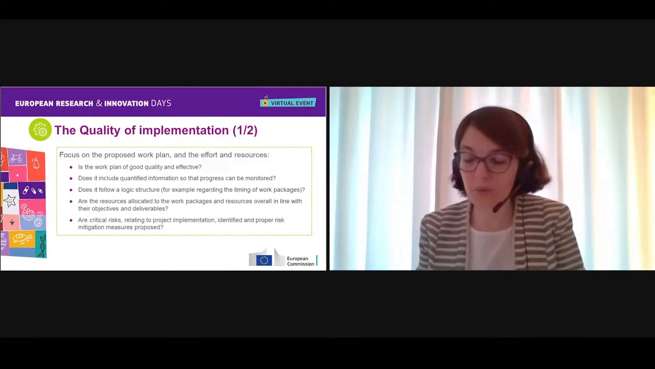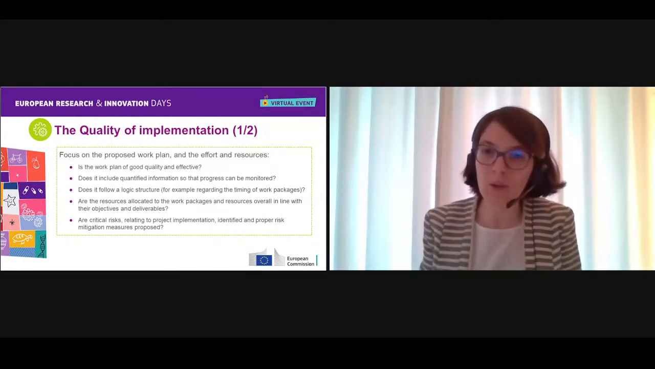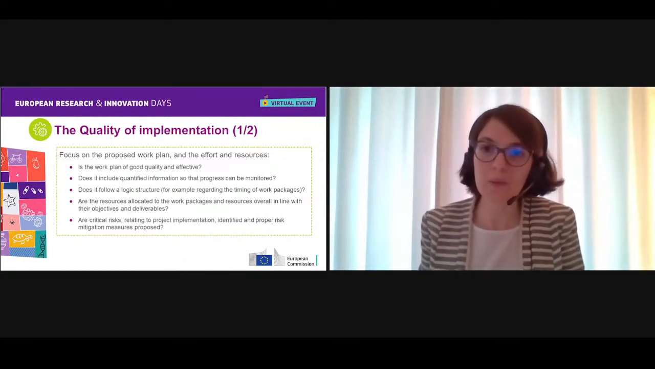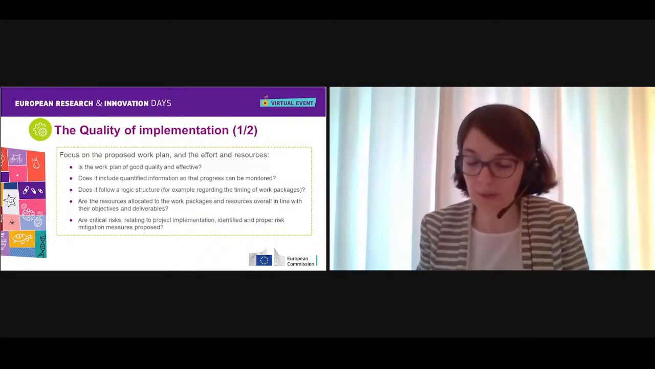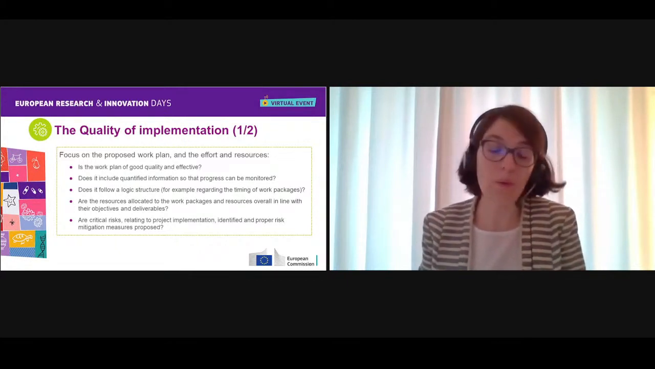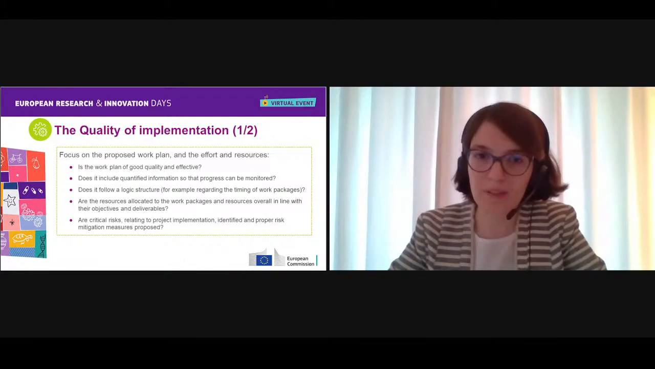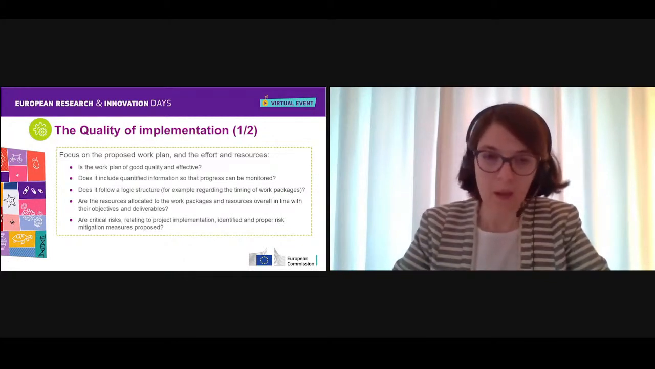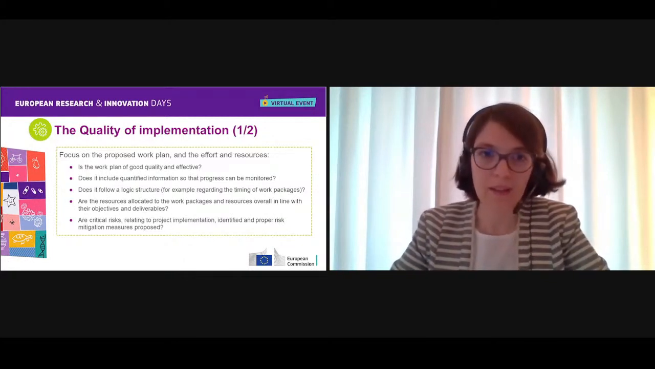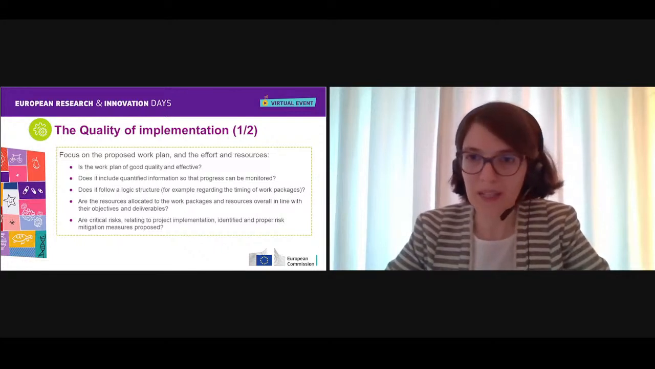It means that you will have to provide a list of work packages, a description of each of them, what will be your deliverables, what are going to be the critical risks of your project, and which resources are associated to it. What evaluators will look at is the list of questions you see here on the screen.